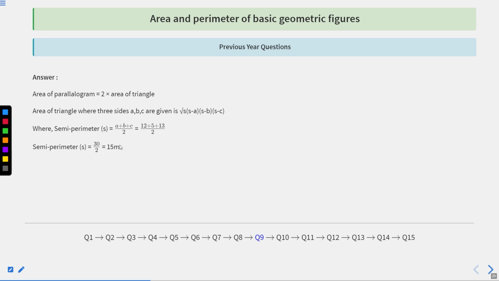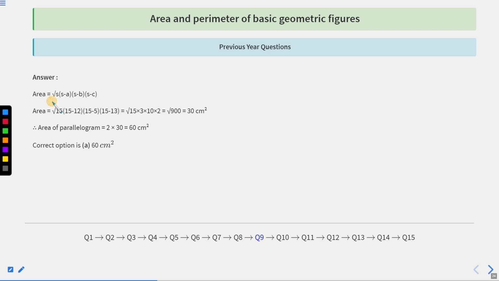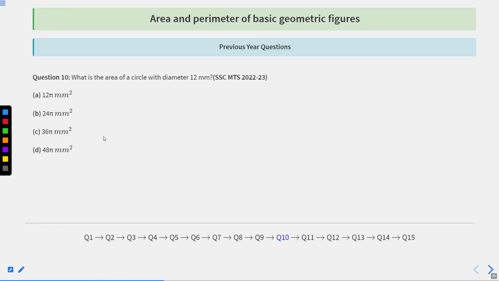So now simply substitute the values in this original formula. So area equal to under root S times (S minus a) times (S minus b) times (S minus c). So substituting the values, you will have under root 15 times (15 minus 12) times (15 minus 5) times (15 minus 13). And on simplification, it will be 30 square units. So therefore, the area of parallelogram will be twice of 30 and it will be 60 centimeter square. So the correct option will be option number A, 60 centimeter square.